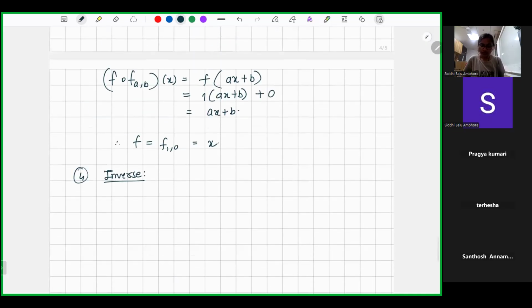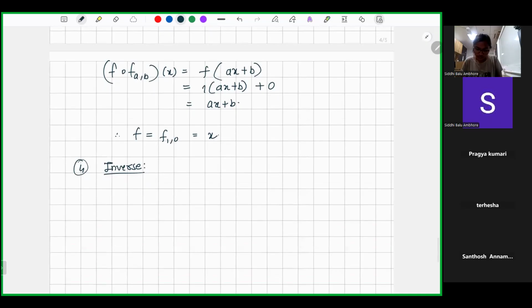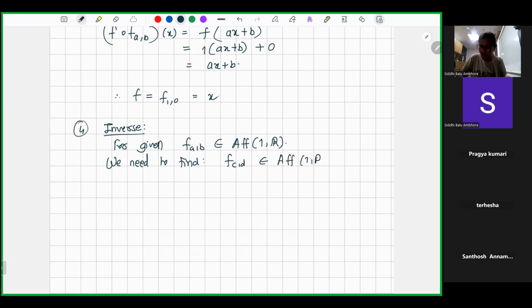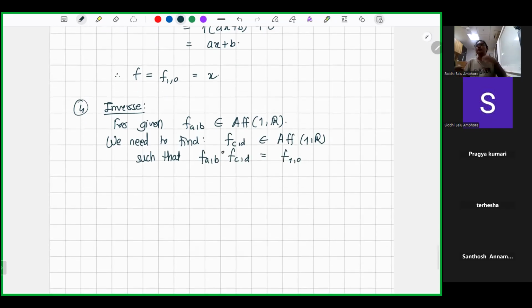So now we need to find the inverse of this. For a given f(a, b) in this set, we need to find f(c, d) in this set again, such that f(a, b) composed with f(c, d) is f(1, 0). That's what having an inverse means.